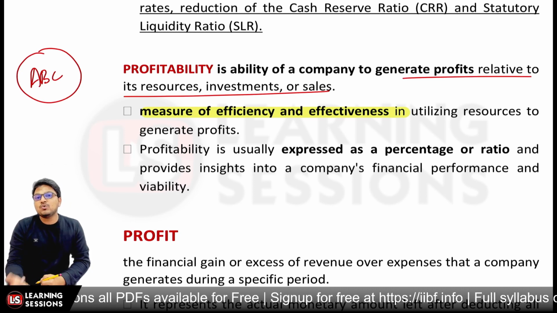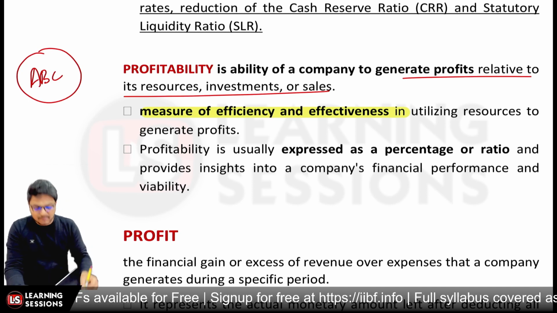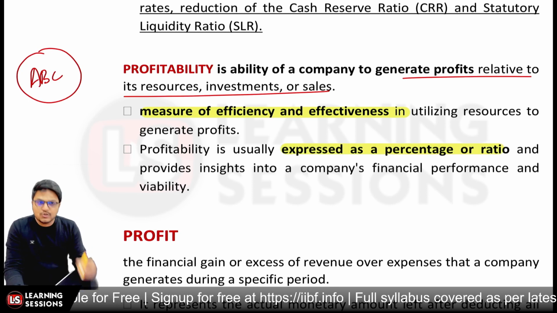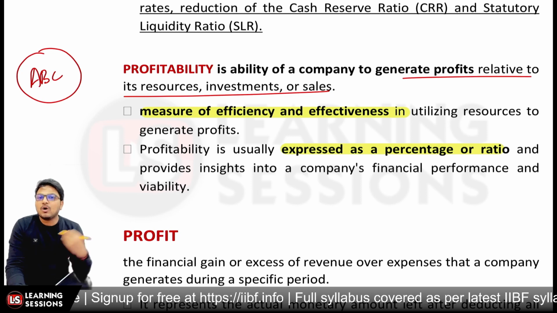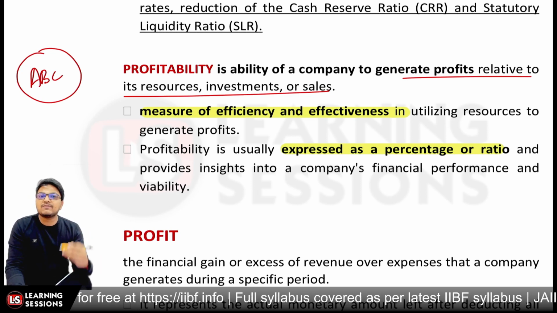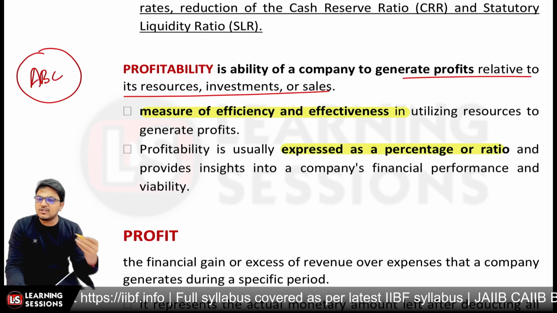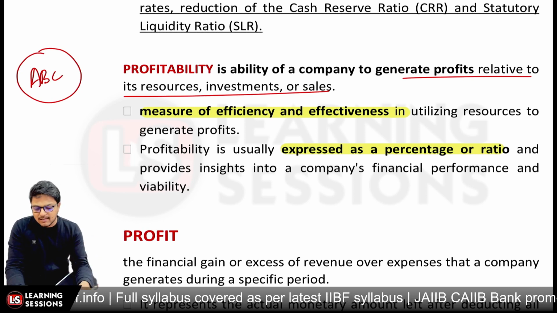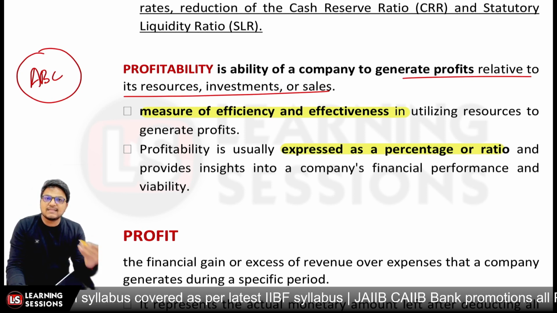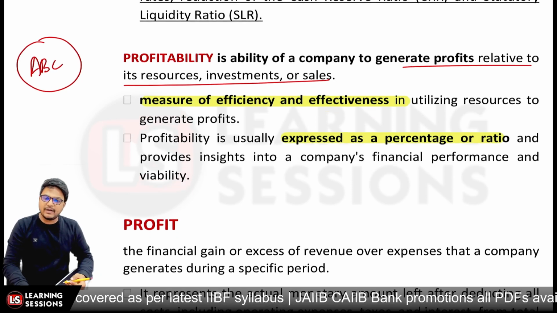Profitability is usually expressed as a percentage or as a ratio. Kindly please note it down. It basically gives insights related to the financial performance of the company, the viability of the company. So profitability tells us the ability of the company to generate the profits.